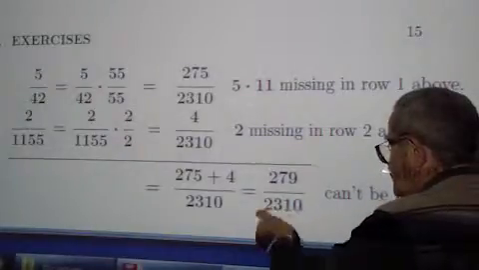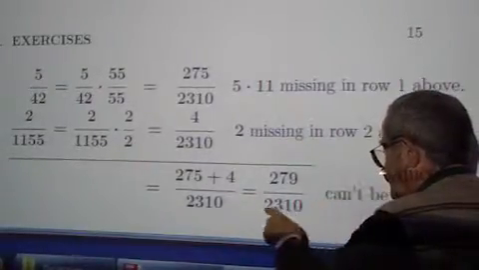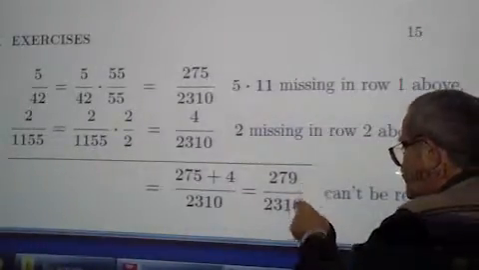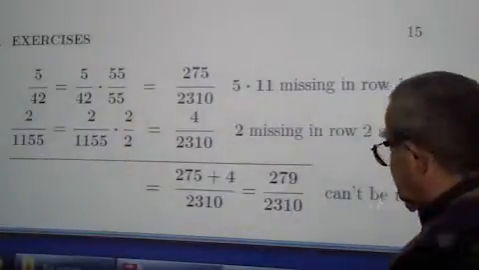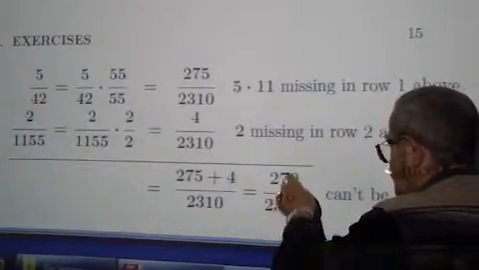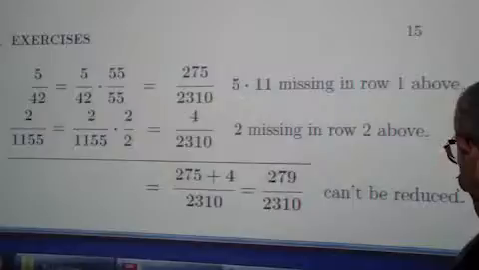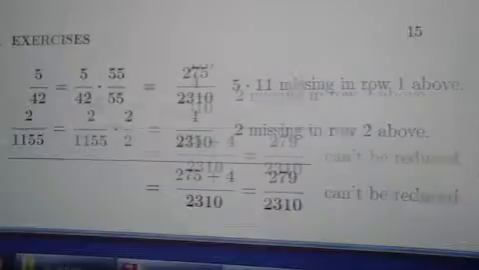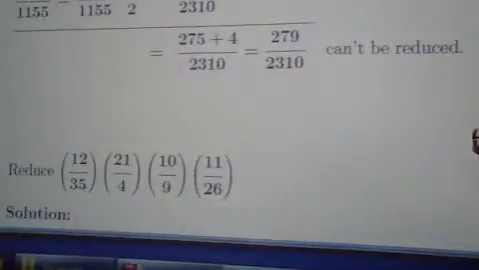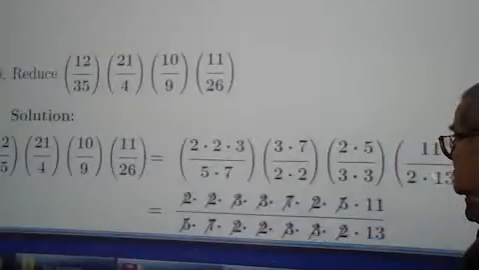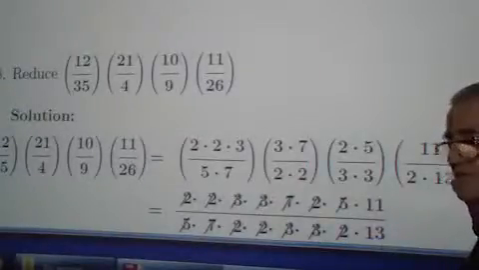You need to work with only the prime numbers that are factors of the denominator. If none of those go in the numerator, you're done, unless the denominator is a multiple of the numerator. So if the denominator was 7 times 279, you could divide by 279. Okay, can I go on? We had another reduction problem. You do a prime factorization, and you come up with 11 over 13.